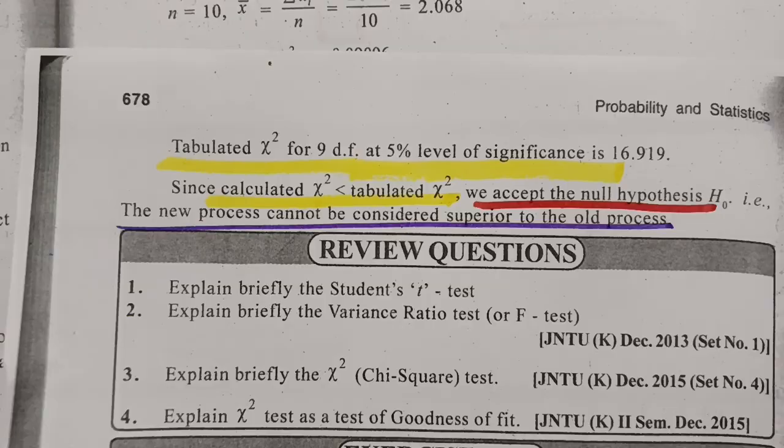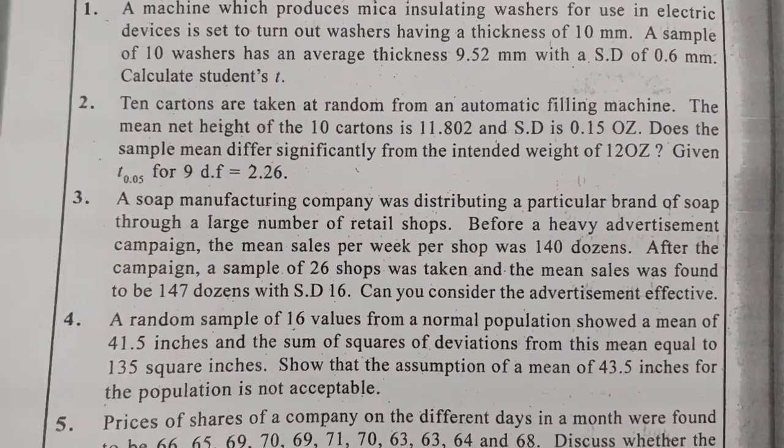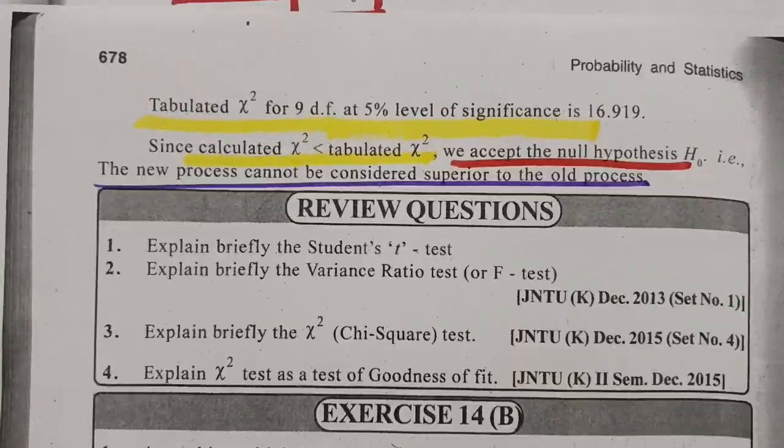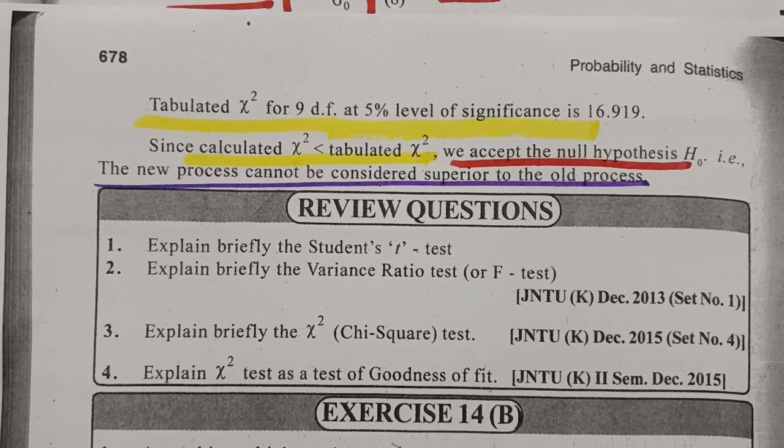Here are the review questions, and this is the end of the statistics. These are the chi-square tests, the 3 models of goodness I have taught you.